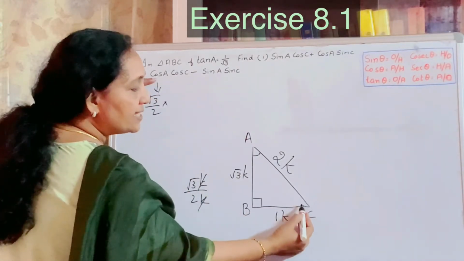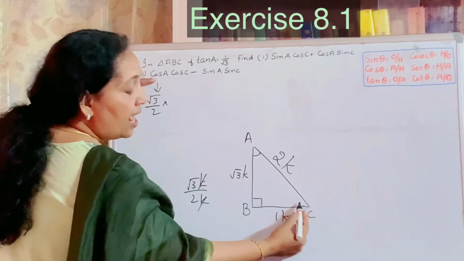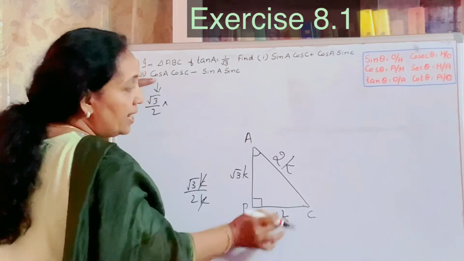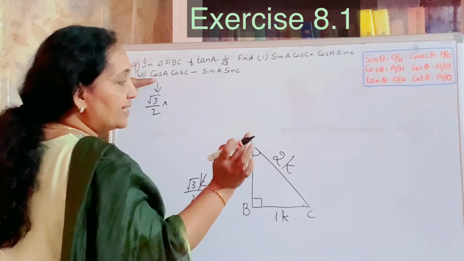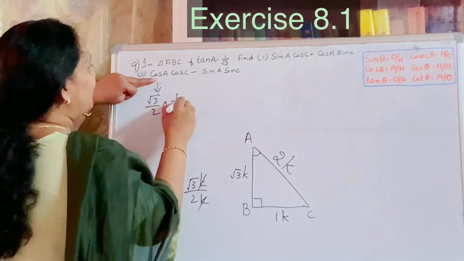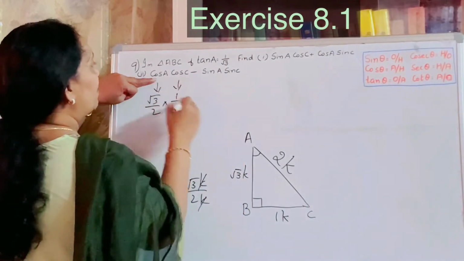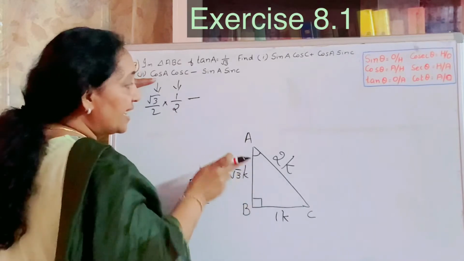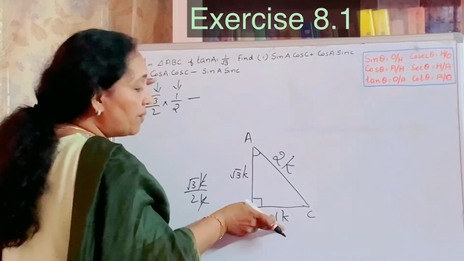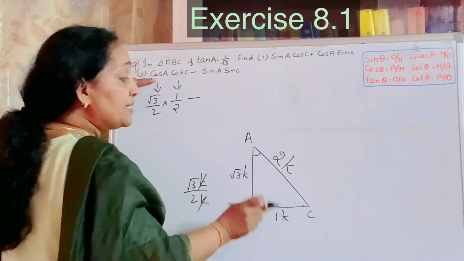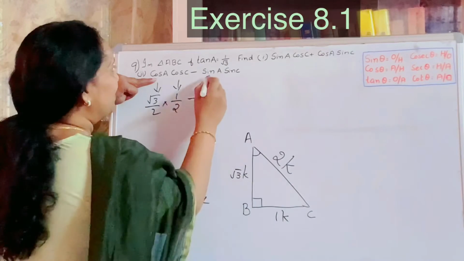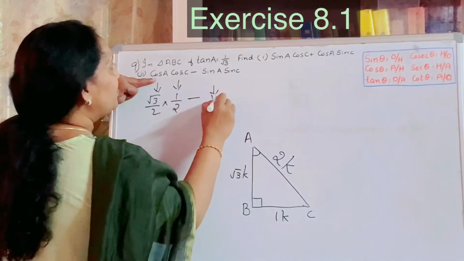Cos C, that means this is the angle. Cos C is adjacent side of this angle, that means 1k by hypotenuse. That is 1k by 2k, that is 1 by 2. Cos C is 1 by 2 minus sin A. Sin A is opposite side of this angle by hypotenuse. That means 1k by 2k, that is 1 by 2. Sin A is 1 by 2.